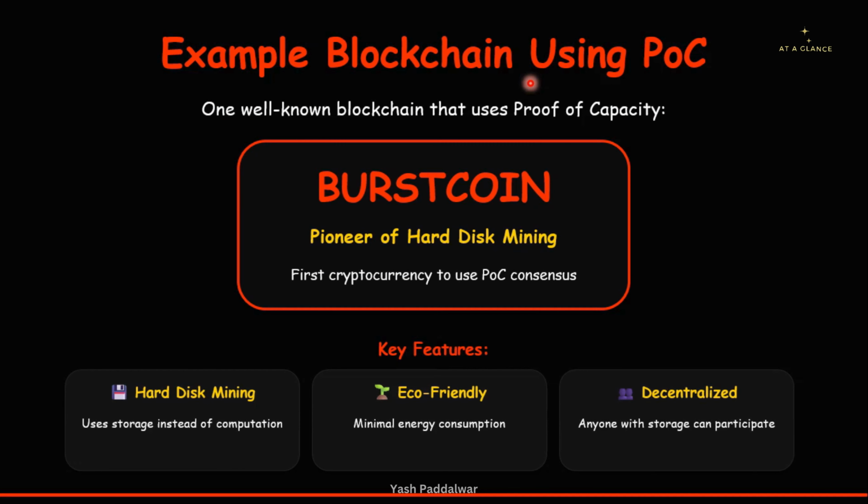An example blockchain which uses proof of capacity is Burstcoin. Okay, so this is one well-known blockchain. It is the pioneer of hard disk mining, the first cryptocurrency to use the proof of capacity consensus. The key feature it includes is hard disk mining. It uses storage instead of computation. It is eco-friendly. It uses minimal energy consumption, and it is decentralized. Anyone with the storage can participate. Everyone gets a chance for it. Okay. So I hope this is clear.